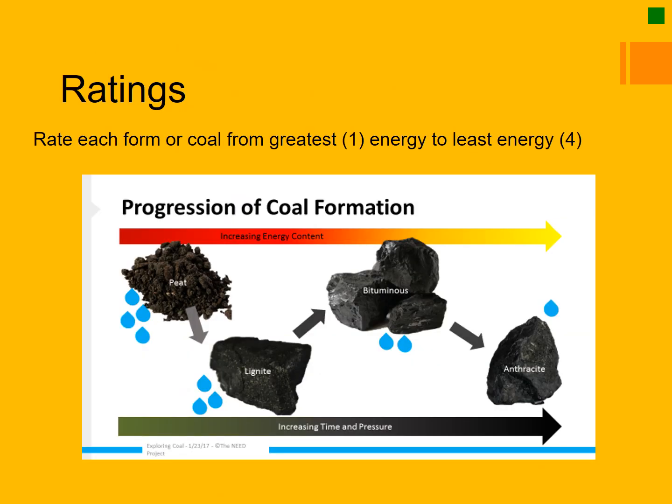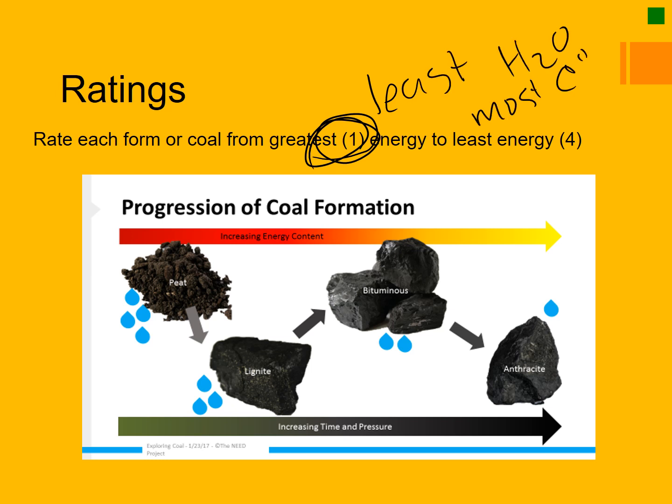So, rating coal from most energy to least energy. The one with the greatest amount of energy will have the least amount of water. Why? Because it's got the most carbon percentage, and when you're talking about burning and getting energy, you want the most carbon percentage. So which one has the greatest amount of energy? That would be anthracite. Then the second would be bituminous. And notice as we're going backwards, from greatest to least amount of energy, you're adding more and more water according to these images. Okay, and then we end with peat.